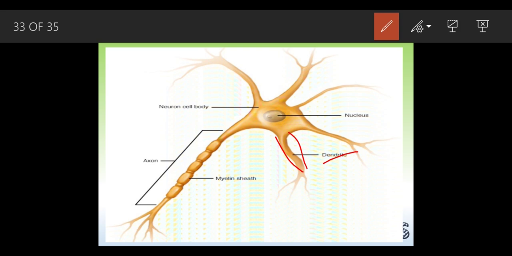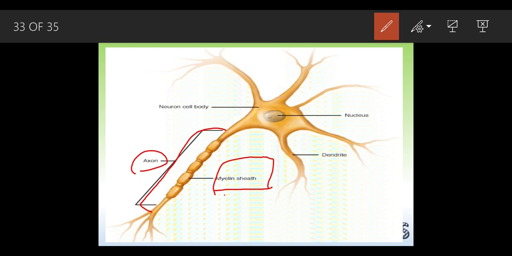Now we are going to talk about the middle part, that is the body region. It is called the axon. Inside the axon there is also a single nucleus, which they haven't mentioned out here. Okay, there is a myelin sheath. What is the function of this myelin sheath? It is to protect this nerve cell.